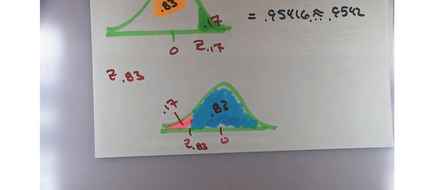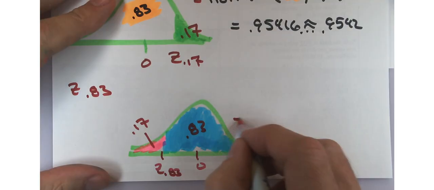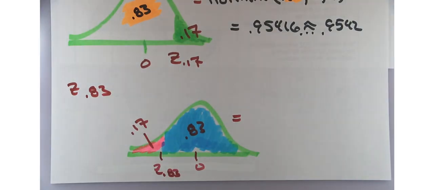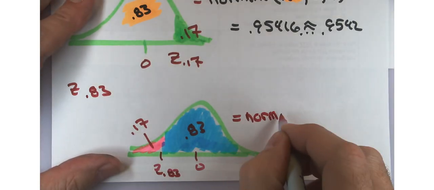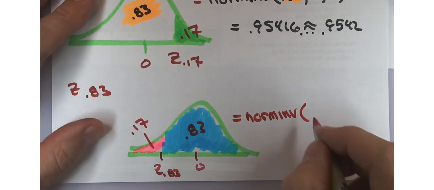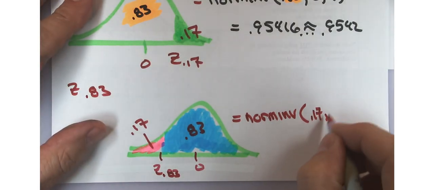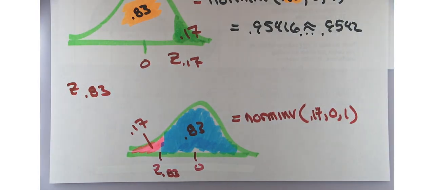What command am I going to use to find that? Norm distribution, not norm distribution, norm inverse. Norm inverse. Mason, finish it off for us, please. Norm inverse of what? 0.17, 0, 1. Perfect. Find that number. See what you get.